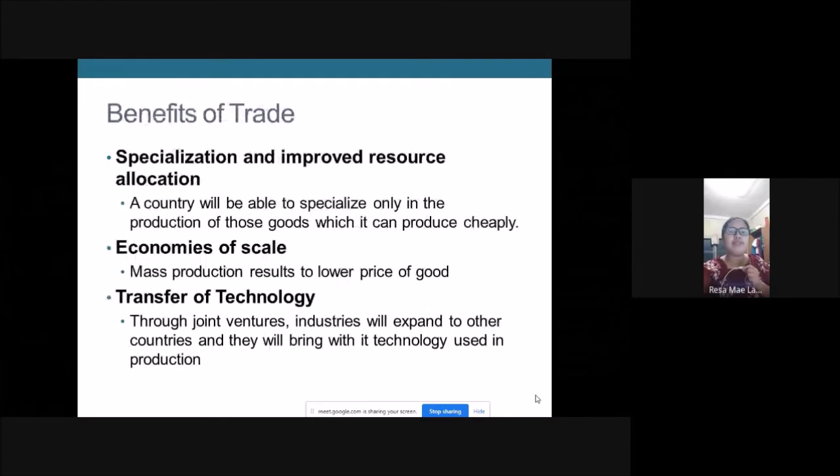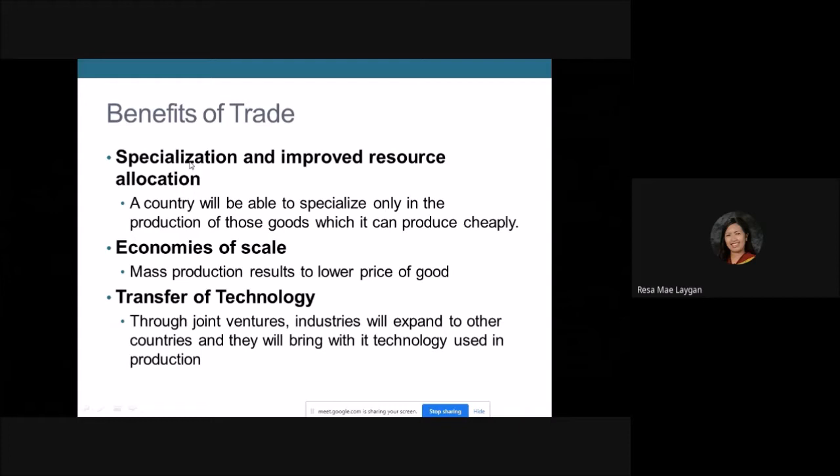So, what are the benefits of trade? We have here specialization and improved resource allocation. A country will be able to specialize only in the production of those goods which it can produce cheaply. This is the absolute advantage principle. These goods will become competitive in the world market and contain the use of its resources. So meron kasing specialization and meron ding improved resource allocation.